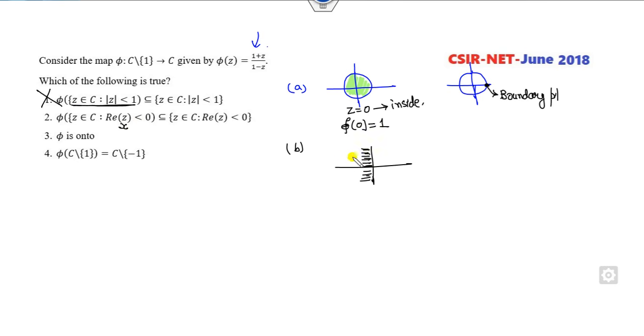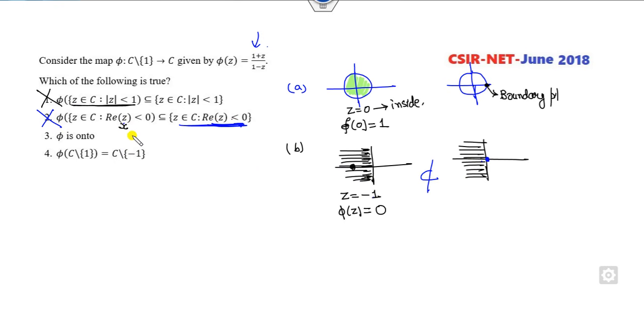Fine. You can take any point in this region. So I can take, say, z as -1. If I take z as -1, it maps onto the same region. Is it a subset of this? We can see what phi of z is. If z is -1, it is 0. So where is the 0? 0 is again on the boundary, but it is said to be strictly less than 0. It is not part of this domain. So -1 belongs to this, but is it a subset of this? It is not a subset of this. This option is again cancelled.